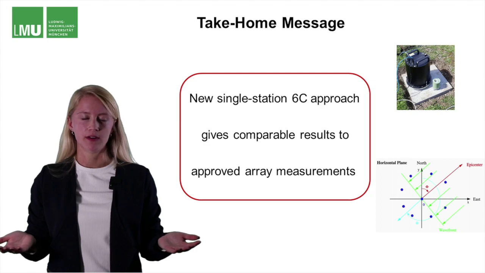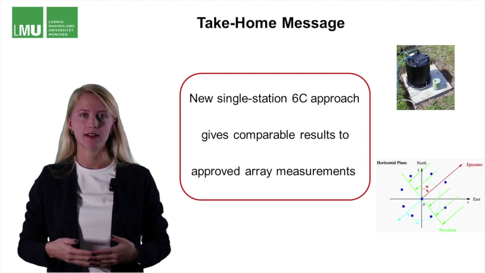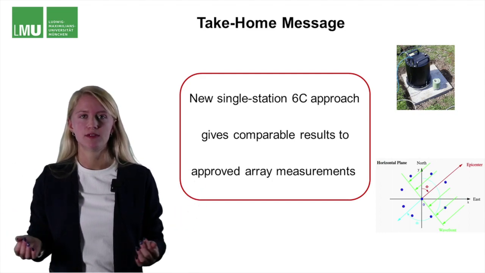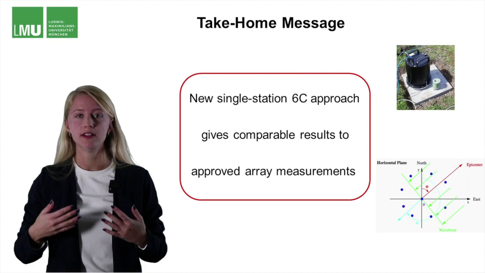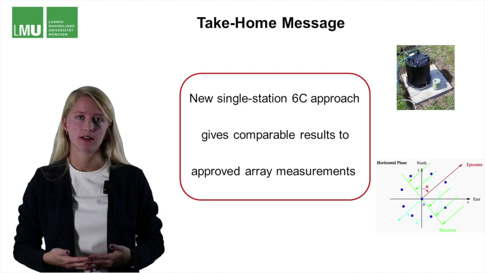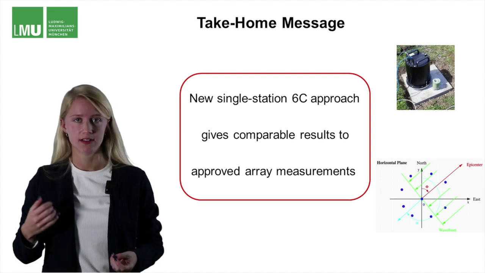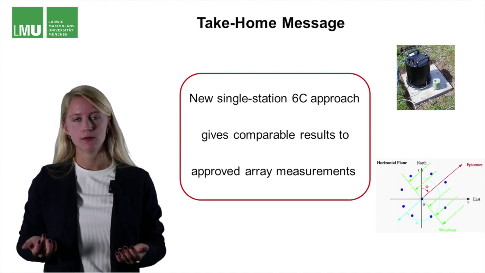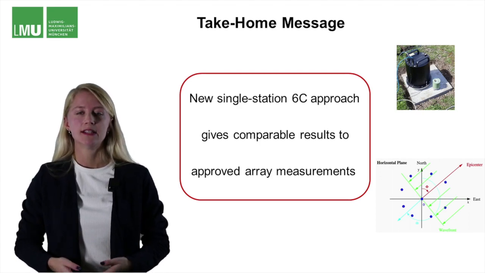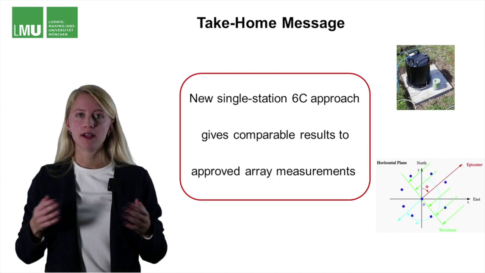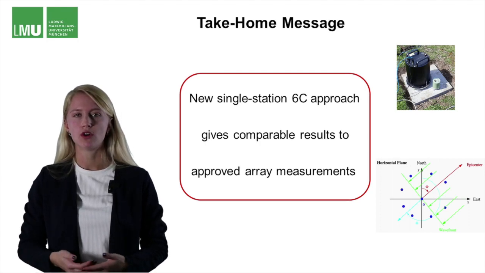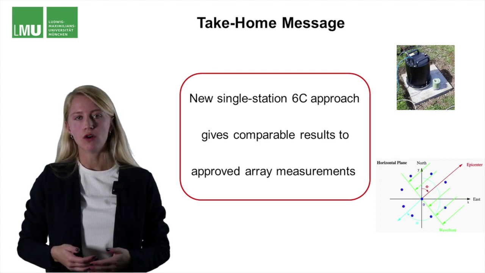Alright, let's wrap things up. We've seen that the 6-component method indeed gives us comparable results to the array measurements, which is great because we've seen that single station approaches are a lot easier to perform. Even though we saw that there's a limitation of our method in the lower frequency range due to the sensitivity of the sensor, we can overcome this limitation by complementing the dispersion curves with H2V ratios. This 6C method is useful in many situations where an array setup is difficult, not only in urban environments, but also, for example, at the ocean bottom or on other planets.